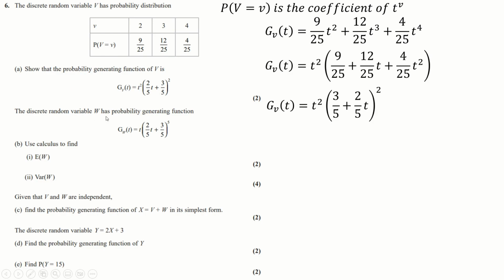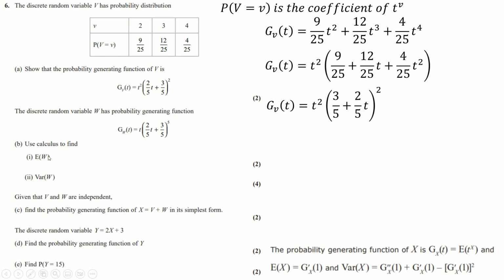And then we have a different generating function, which is this one here. Use calculus to find this. This is actually in the formula book. We have the expected value of X, or some distribution function, is equal to the differential of that evaluated at 1. So we differentiate this.